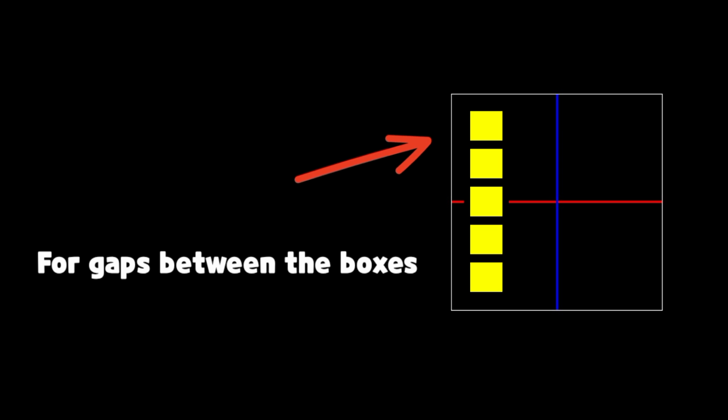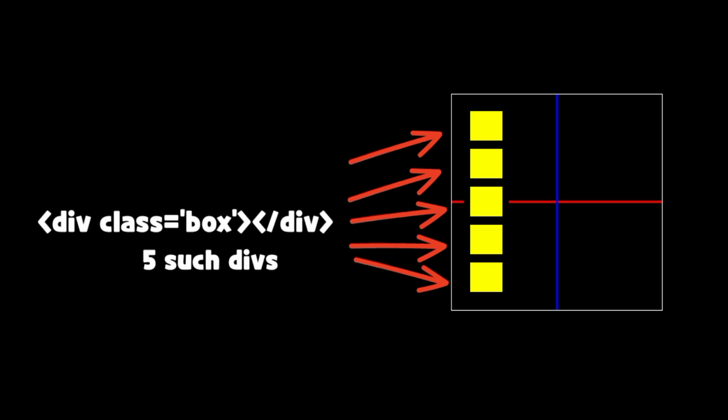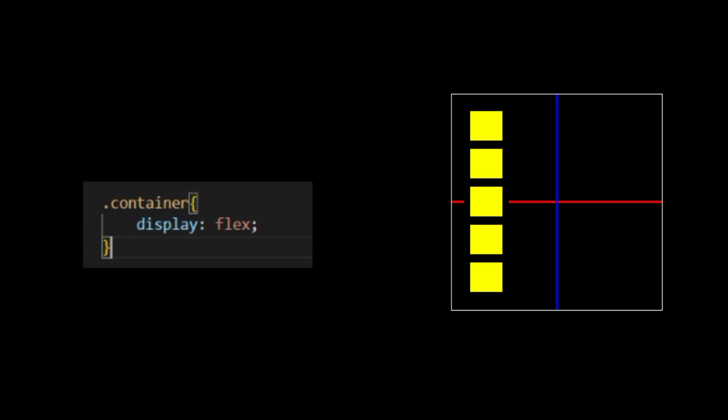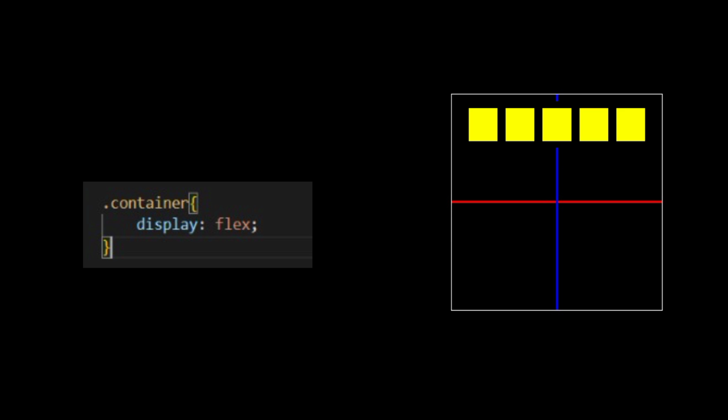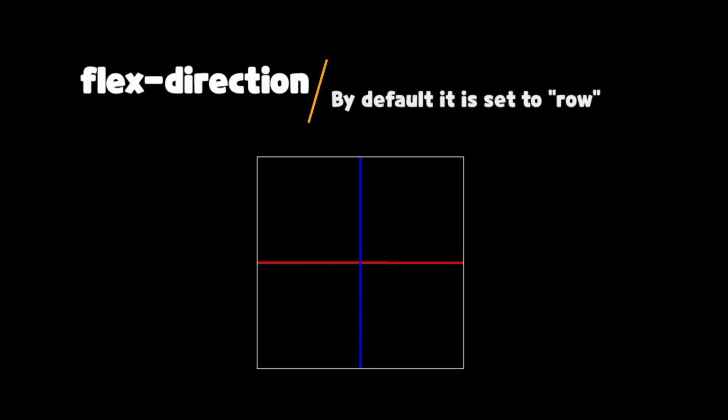The reason for that is that these boxes are block elements, since I've used divs for these boxes. As soon as I write the property of display flex, you would see that these are now arranged along the main axis, which is this red line. By default, the flex direction is always row, so you do not need to specify it if you want it to be horizontal. This is the reason why we see the main axis running horizontally and the cross axis vertically.